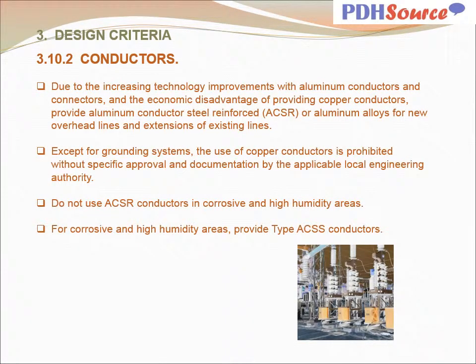Due to the increasing technology improvements with aluminum conductors and connectors and the economic disadvantage of providing copper conductors, provide aluminum conductor steel reinforced or aluminum alloys for new overhead lines and extensions of existing lines. Except for grounding systems, the use of copper conductors is prohibited without specific approval and documentation by the applicable local engineering authority. Do not use ACSR conductors in corrosive and high humidity areas. For corrosive and high humidity areas, provide ACSS conductors.